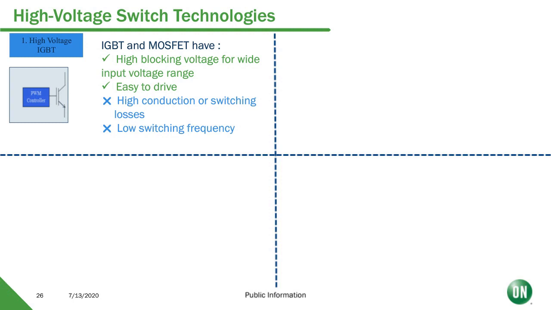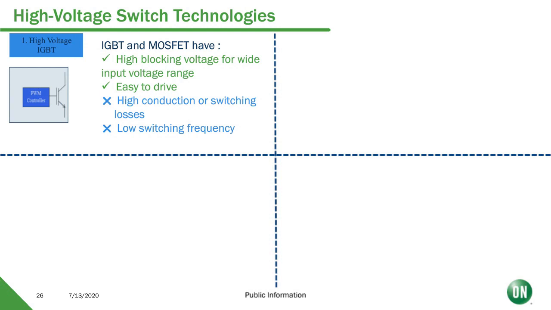You do get the high blocking voltage from here, and it's very easy to drive, but one of the large contributing factors of why you wouldn't want to use this is the high conduction and switching losses in a solution like this. And it can also only be switched at a much lower frequency.